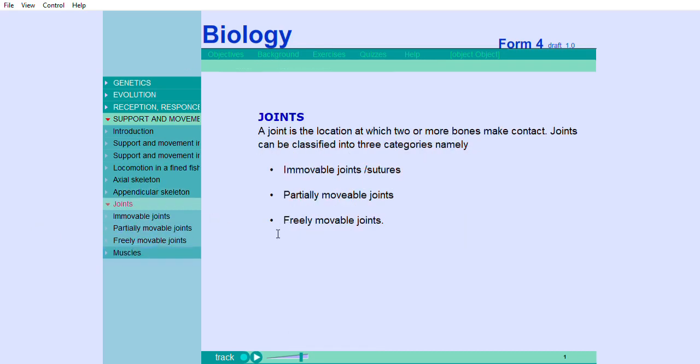Joints. A joint is the location at which 2 or more bones make contact. Joints can be classified into 3 categories, namely immovable joints or sutures, partially movable joints, and freely movable joints.